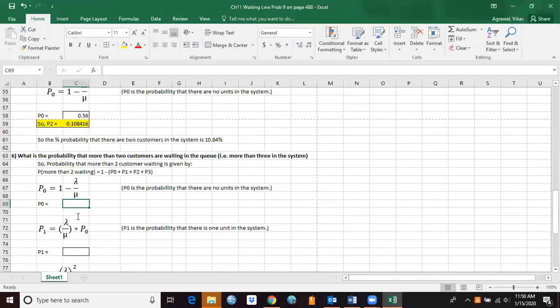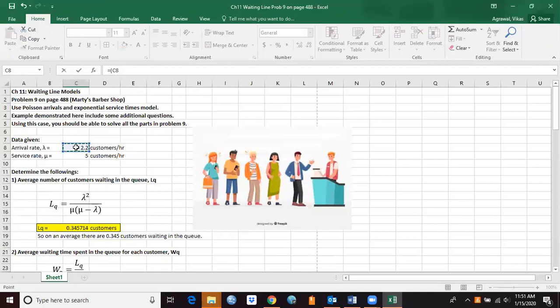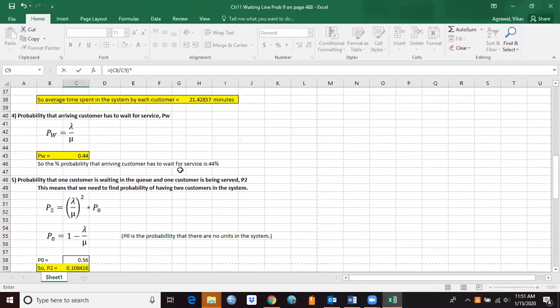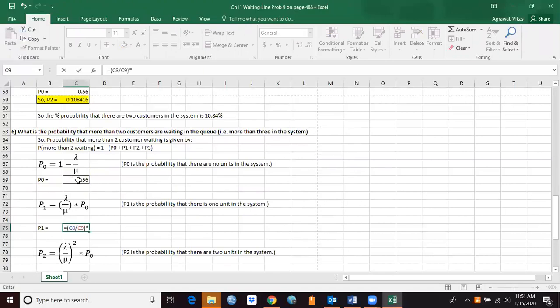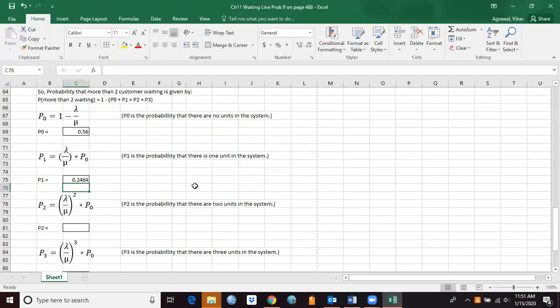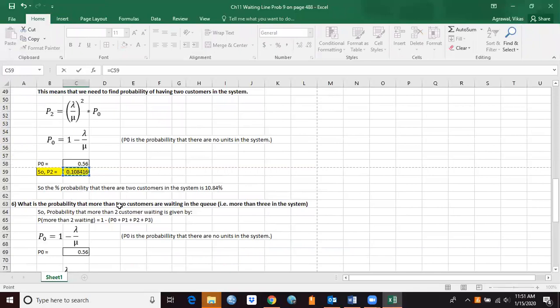Okay, that's the formula also given here. So here we're going to say the probability of having zero customers in the system. We already found this one, right? So I'm just going to paste this value here. The probability of one customer in the system is simply lambda over mu times the probability of zero customers in the system, and that gives you 0.24. So a 24.6% chance that you will have one customer in the system. The probability of two customers in the system, we found here, so I'm going to paste the reference. That's the same thing.